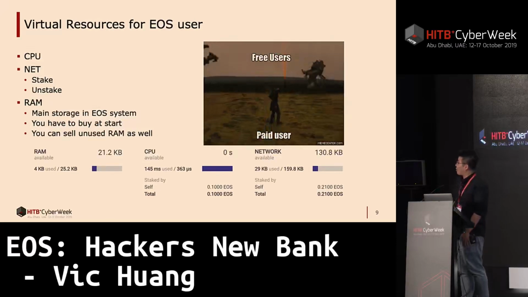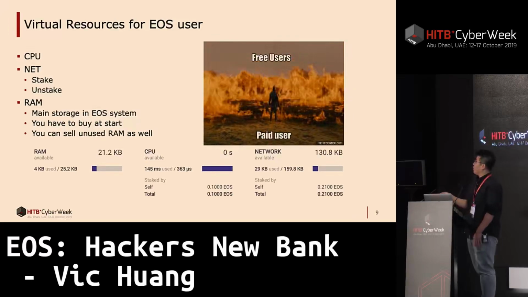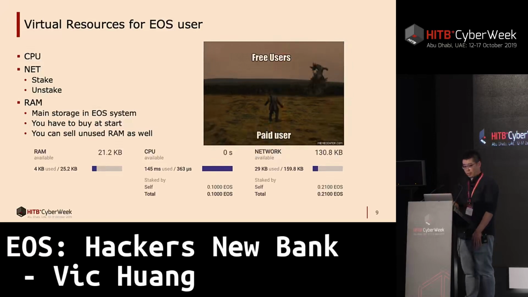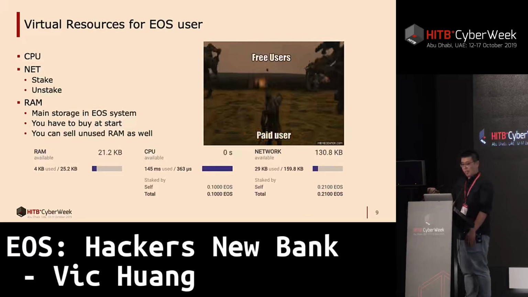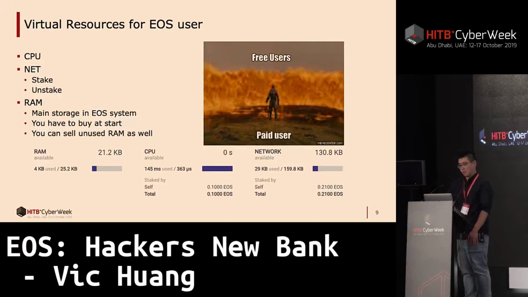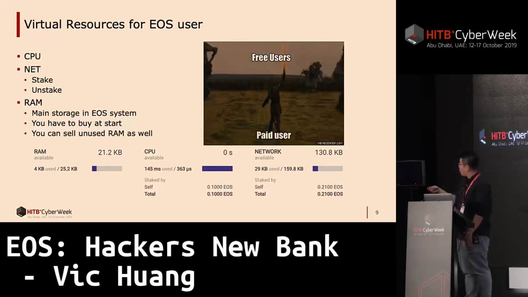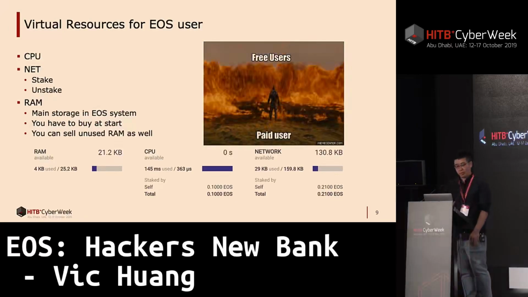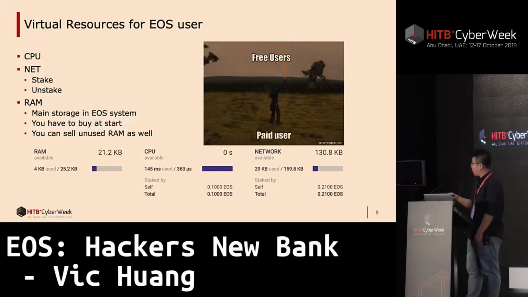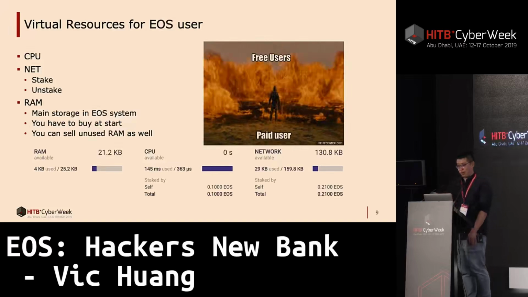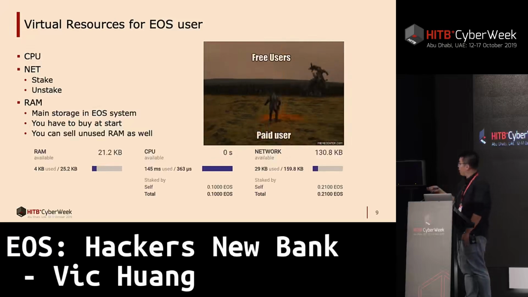So there are some features of EOS. It has virtual resources for EOS users. The first two are CPU and net, as you can understand. They are used when you send transactions; you have to use CPU and net. And the third one is RAM. The RAM is the main storage in the EOS system. You have to buy RAM at first because you will write some variables or data into your RAM.